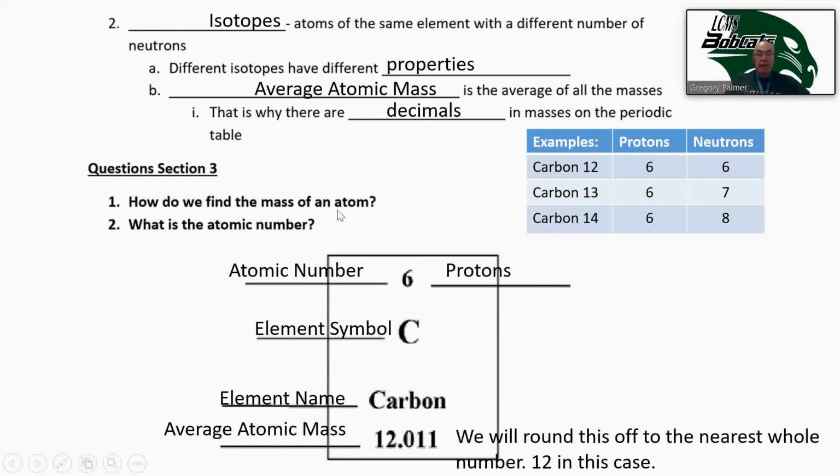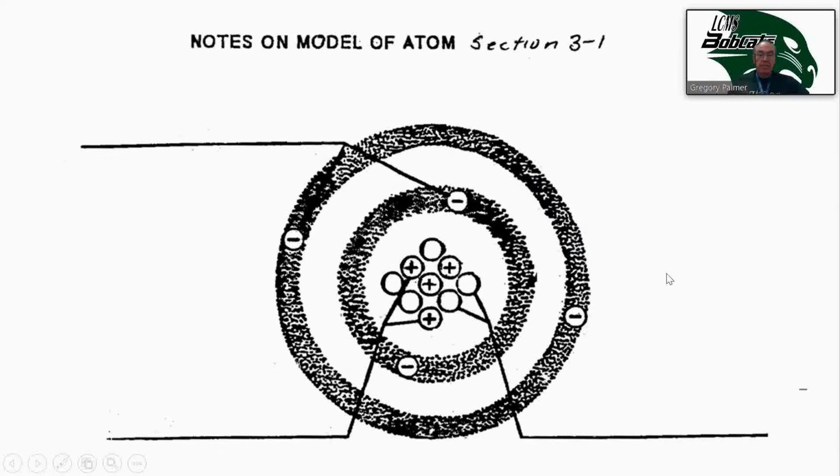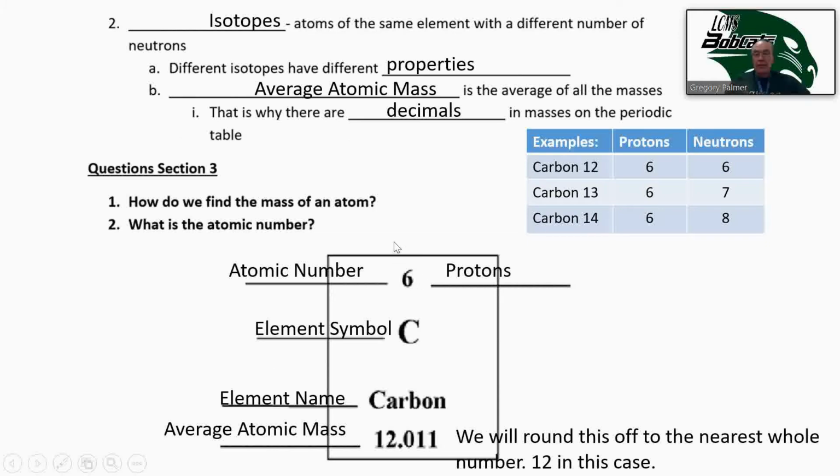Okay. How do we find the atomic mass? Well, how do we find the mass of an atom? Okay, it's the protons, like I was just explaining, plus the neutrons. So 6 plus 6 is 12, or 7 plus 6 is 13. And then what is the atomic number? The atomic number is equal to the number of protons.